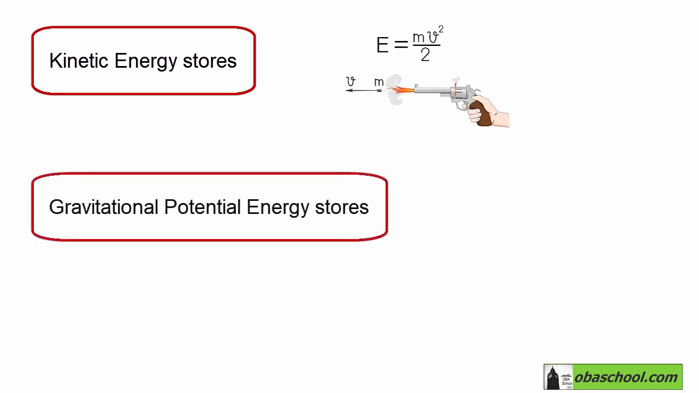Kinetic energy stores are described as the energy an object has because it's moving, while gravitational potential energy stores are used to describe the energy stored in an object because of its position, such as an object above the ground.